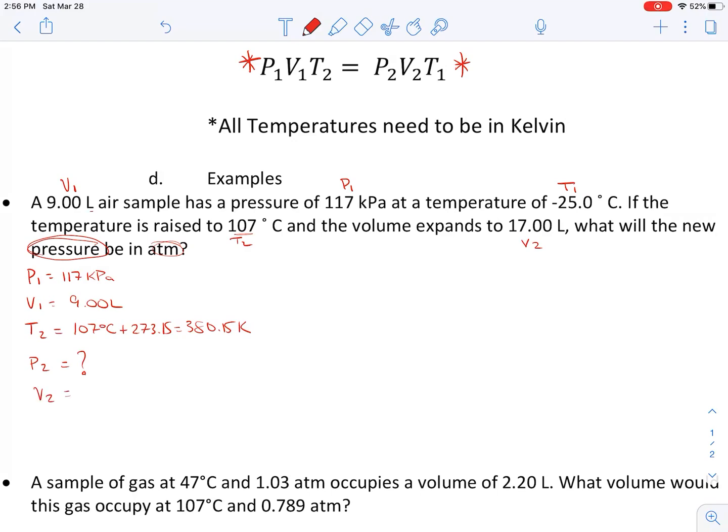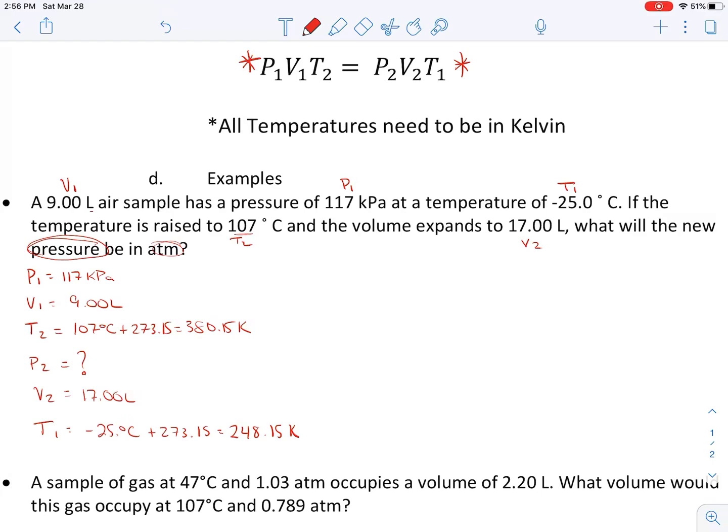V2 is 17.00 liters, and T1, our initial temperature, is negative 25 degrees C, and we're going to add 273.15 to that. So we've got negative 25, and then we're adding 273.15 to it, which gives us 248.15. Give you a second to catch up there.